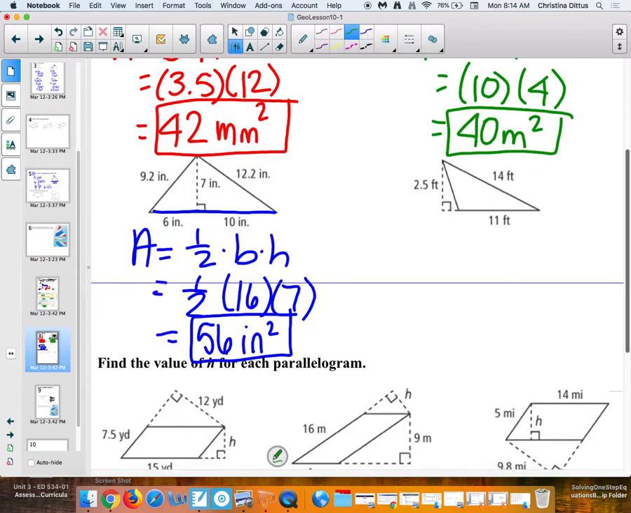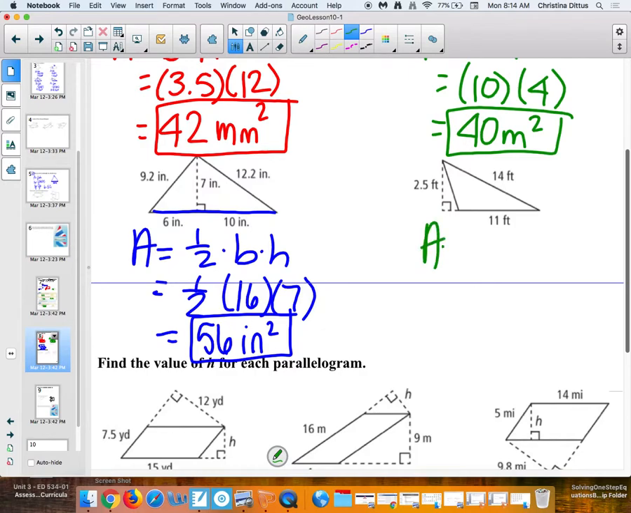How'd you get 56? 0.5 times 16 times 7. Or half of 16 is 8. 8 times 7 is 56. Calculator, mental math, whatever you want to use.